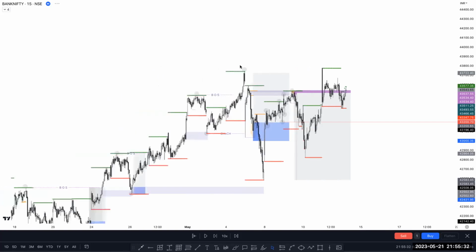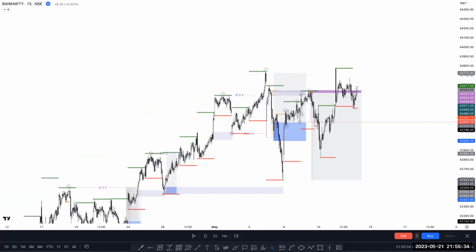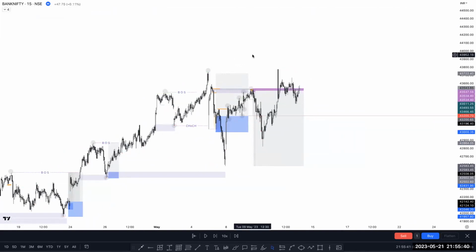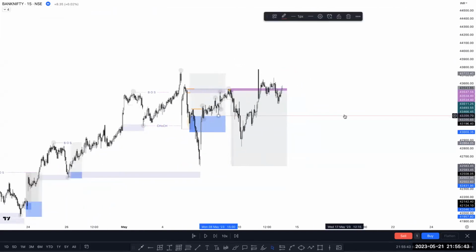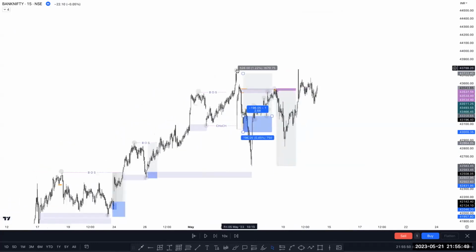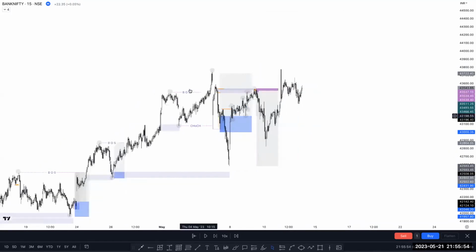Okay, sir. So, first of all, remove this one. Okay. So this is a higher high and this is a higher low, right? But you have to wait for it to break this one, either break this one, or break this low. If it breaks this low, this becomes our choch. If it breaks above this one, this also becomes a choch, right?